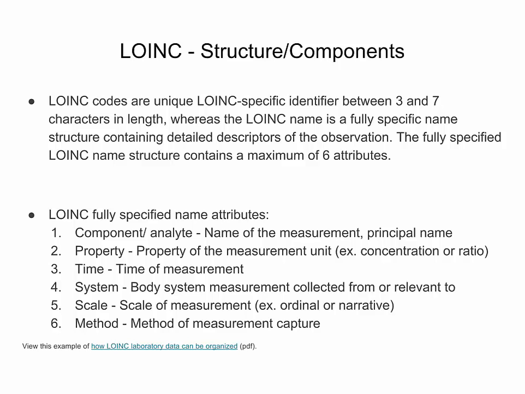The LOINC fully specified name attributes include a component, which is the name of the measurement or the principal name, a property, which is the property of the measurement unit. Example is a concentration or a ratio. Time, which is the time of measurement. The system, which refers to the system the measurement was collected from or relevant to. The scale, which is the scale of the specific measurement. For example, is it an ordinal or a narrative? And method, which is the method of the measurement capture. You can see an example of how the LOINC laboratory data can be organized in the PDF that's linked to this presentation.